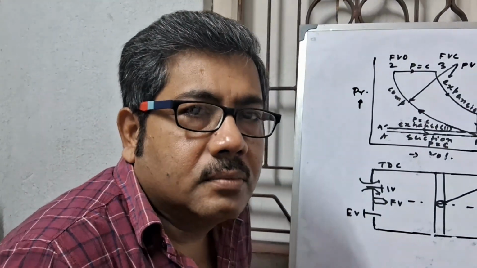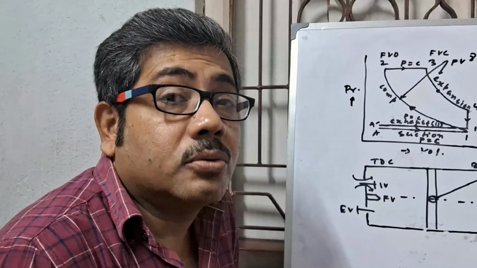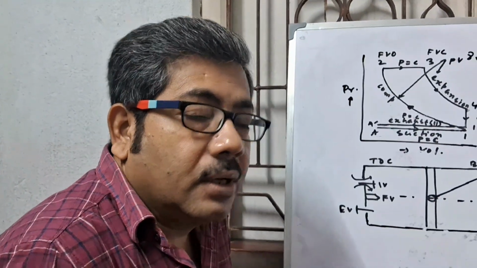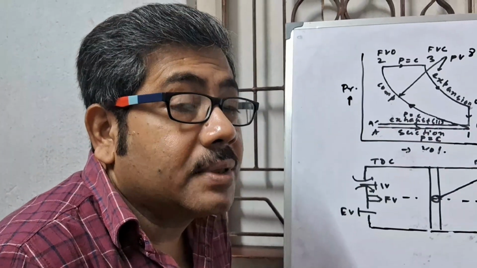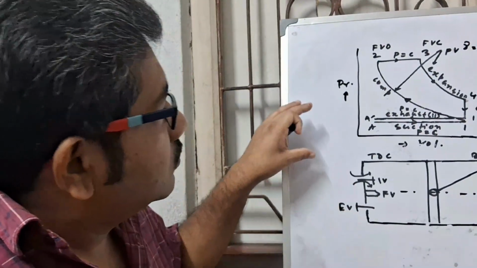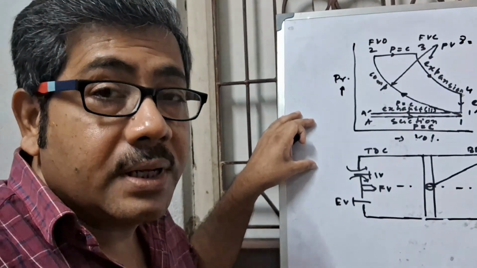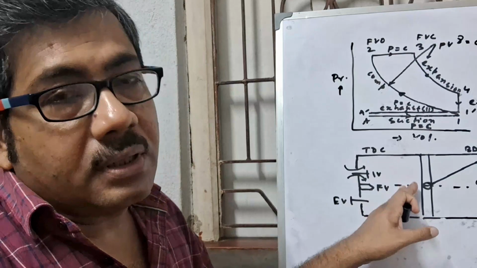In the previous class, we learned about the working principle of the four-stroke cycle petrol engine. Now I will discuss the working principle of the four-stroke cycle diesel engine. Here there is no carburetor, so only fresh atmospheric air comes into the cylinder.